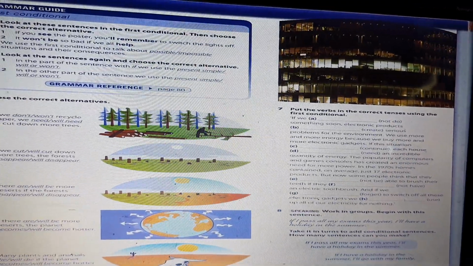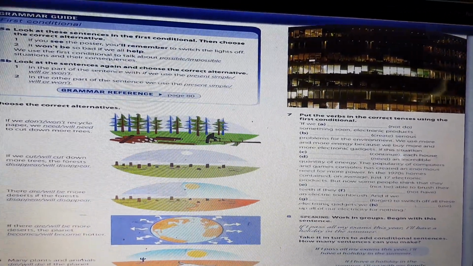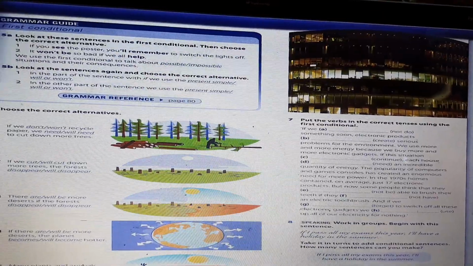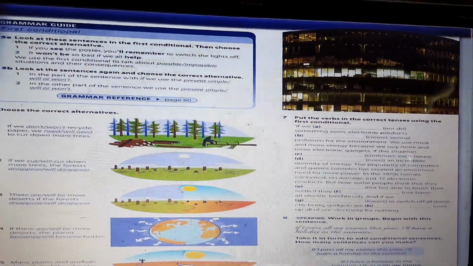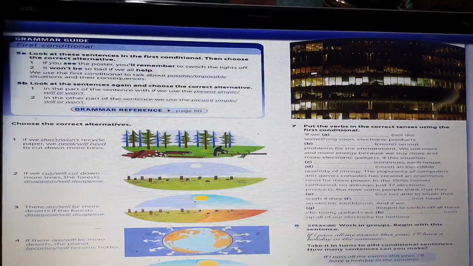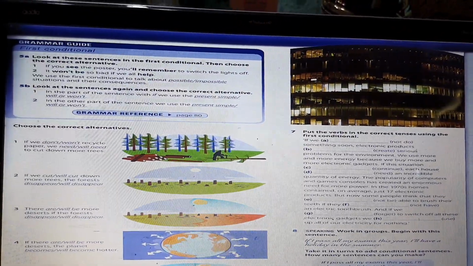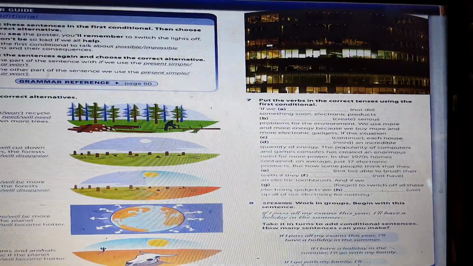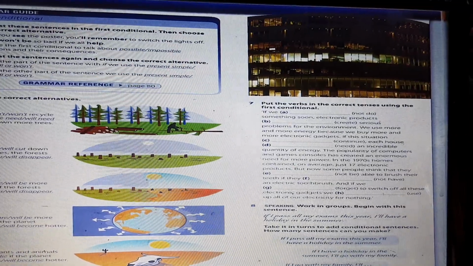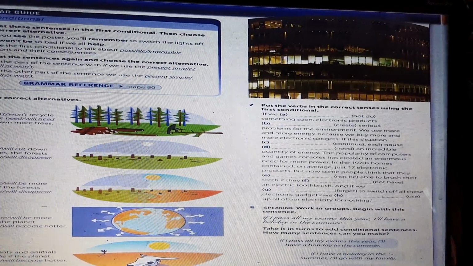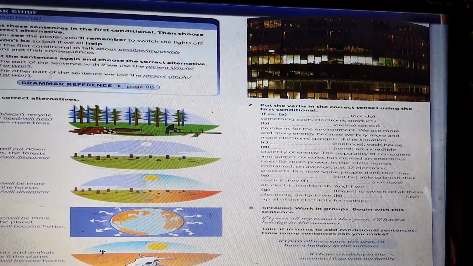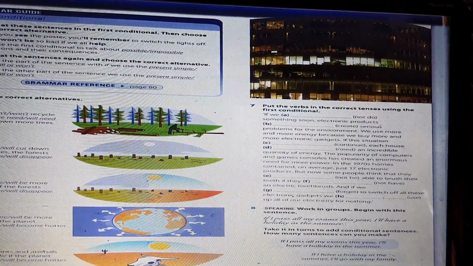Okay. Let's move to the next question. Of course you are going to find the answers on the next slide. Don't worry. You have number 7. Put the verbs in the correct tense using the first conditional. Okay? Stay with me, please. Now look at the question. I'm going to repeat it. Put the verbs in the correct tense using the first conditional.